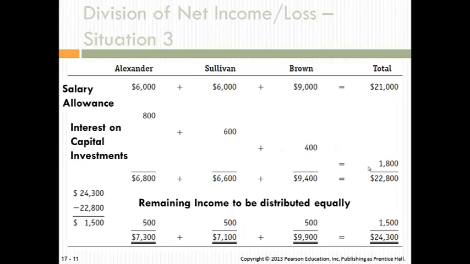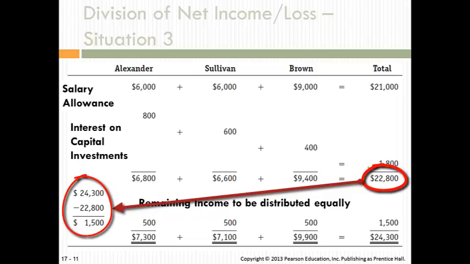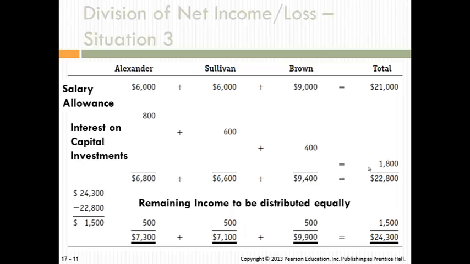Those were the first 2 parts of the agreement. Recall from the last slide that after the salary and interest allowances were done, any remaining net income to be allocated would be split evenly. We need to find out if there's any remaining income. To do this, we have to add up everything that's been allocated so far and subtract it from the total net income of $24,300. We find that there's still $1,500 of net income left to be allocated.